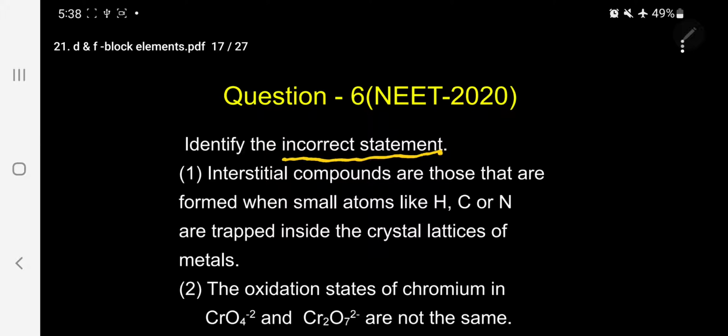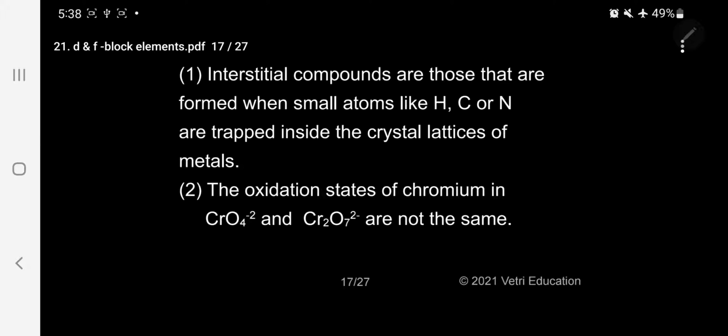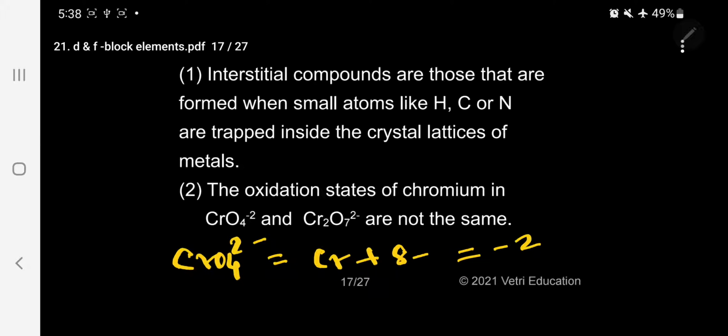Kindly follow. The interstitial compounds are those that are formed when small atoms are trapped inside the crystal. It is correct. Coming to the second one, the oxidation state of chromium in chromate CrO4 2 minus and Cr2O7 2 minus are not same. So we have to calculate the oxidation state. What is the oxidation state in chromate? Let me calculate. Chromium plus 4 times minus 2 is equal to minus 2. So chromium equals plus 8 minus 2, it is plus 6.